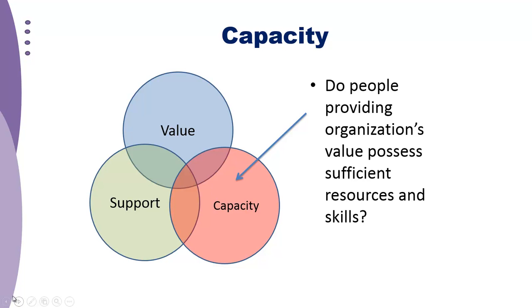The final element of this framework is capacity. And this is really the piece of performance management related to employees. What we are asking here is, do the people providing the organization's value, that is, the people who are working for the social venture, possess sufficient resources and skills? Do they know what they need to do? Do they have the ability to do it? And if not, is it a problem that we can fix in terms of training? Or do we need to find other employees that might be better suited for the job?